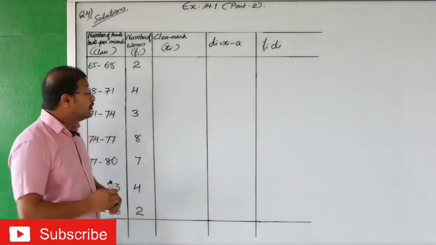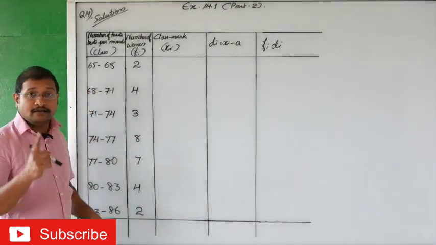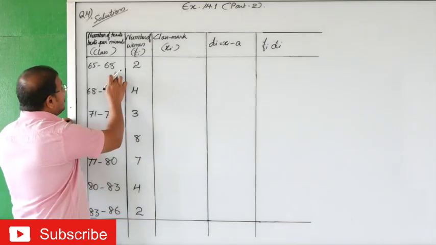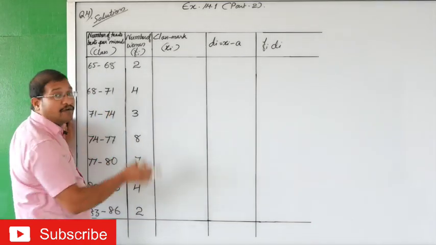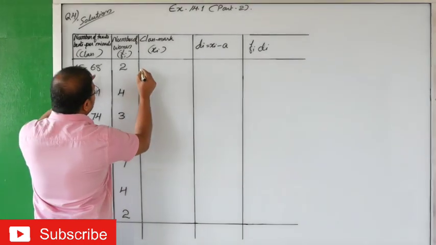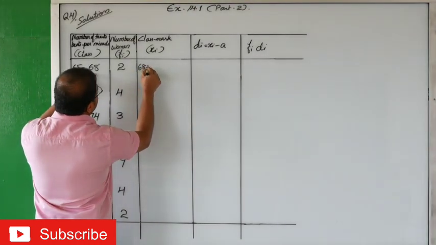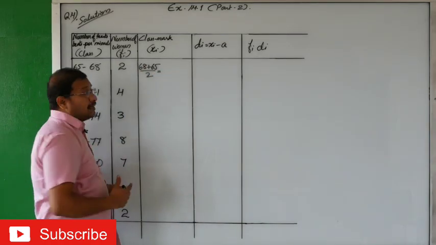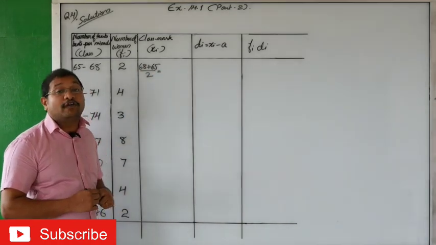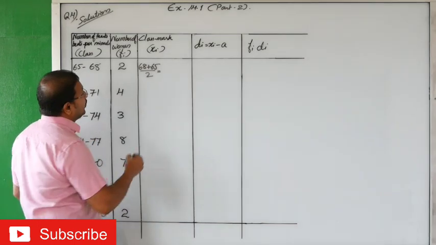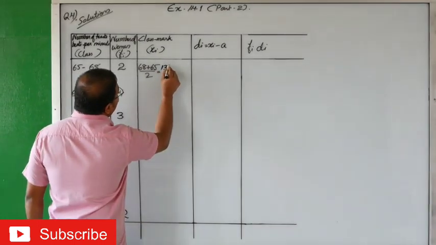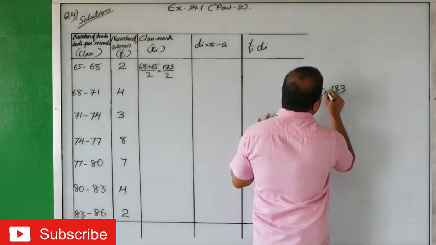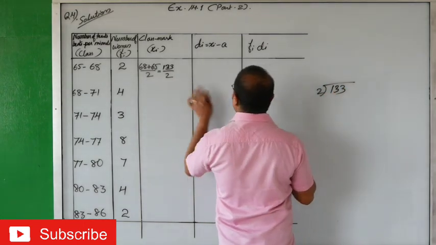Now what will you do? From the class we will take the class mark. Class mark means upper limit plus lower limit divided by 2. That means 68 plus 65 divided by 2. We add it and get 133. So 133 divided by 2.